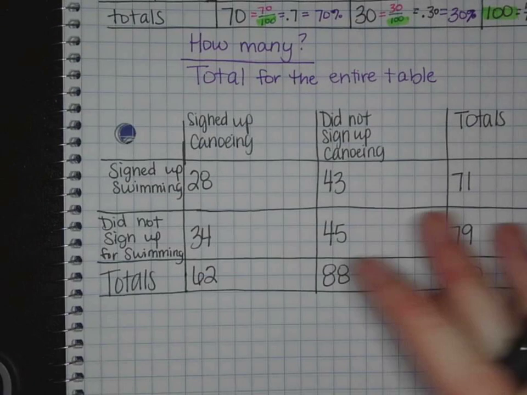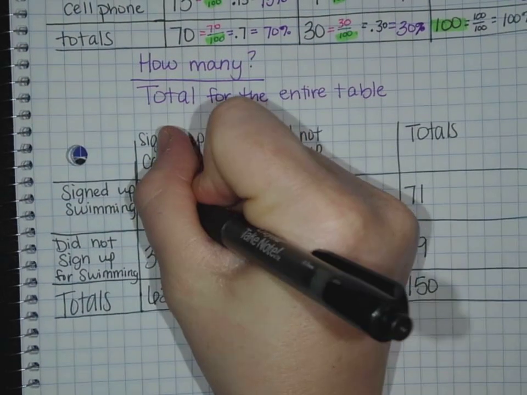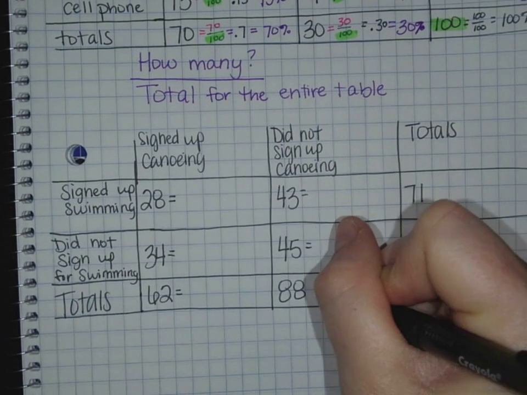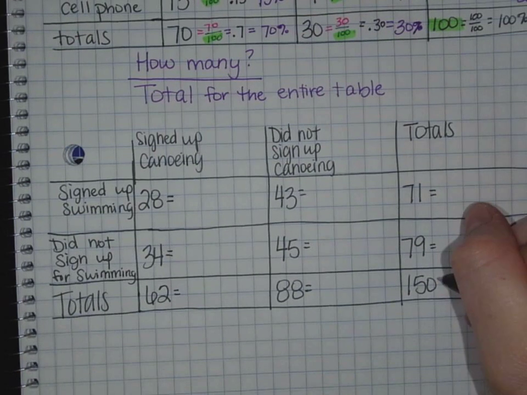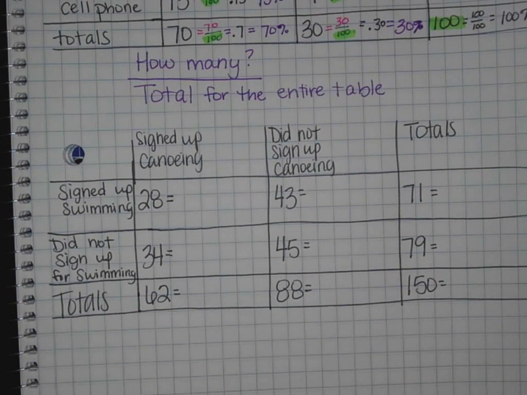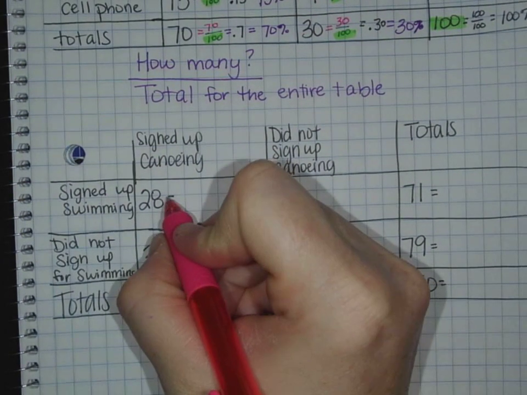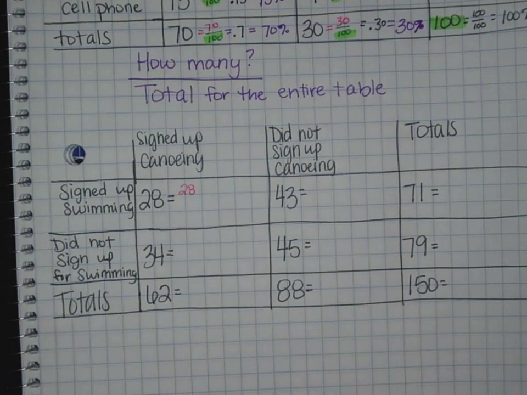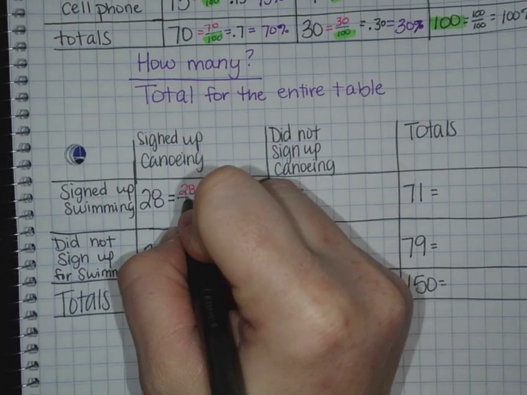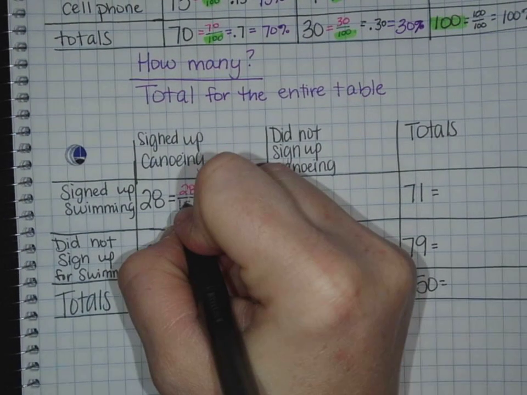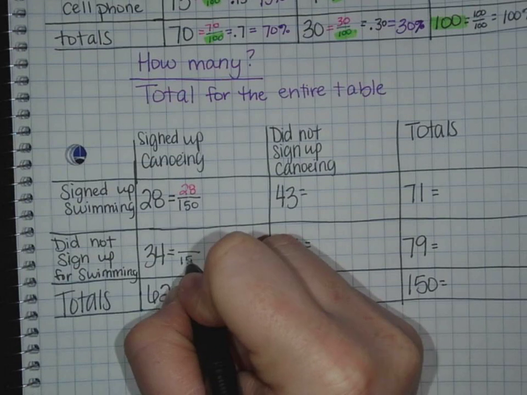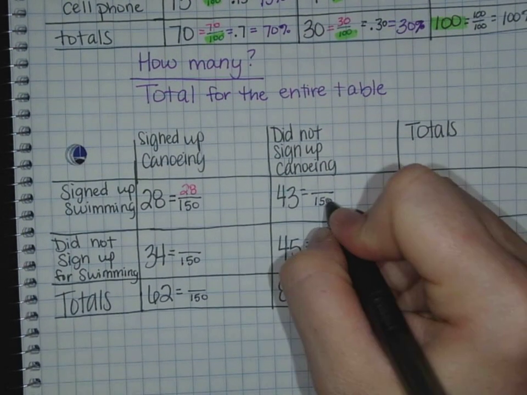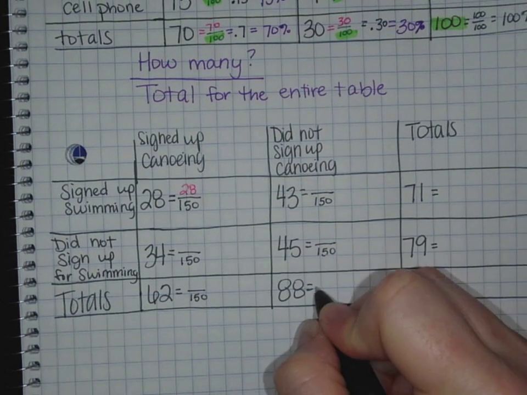So now let's do the next one. I'm going to go ahead and write the equals on all of them, just so that I don't have to keep picking up my pen. This one has 28, that's how many, and then the total would be 150. So 28 out of 150. We know the total on all of these is 150. I'm all about trying to save myself some time, so I'm going to write out of 150 on each of these.